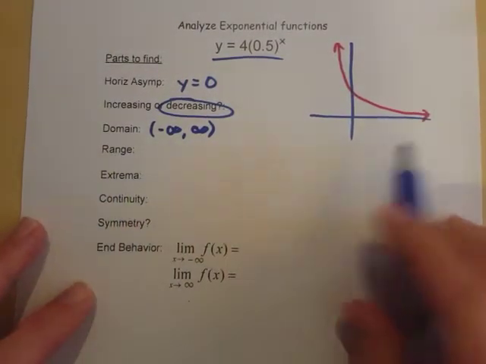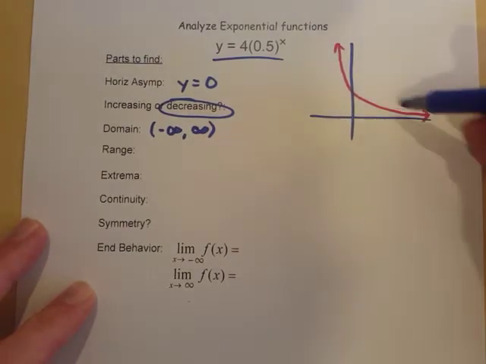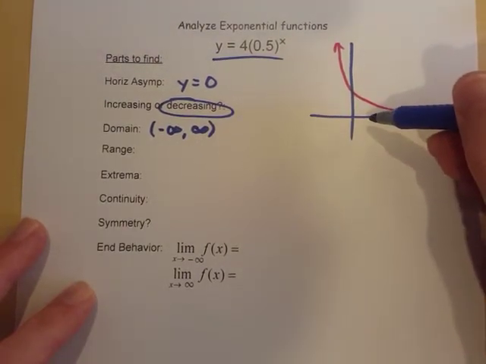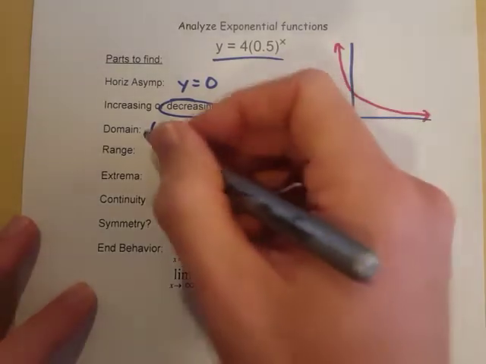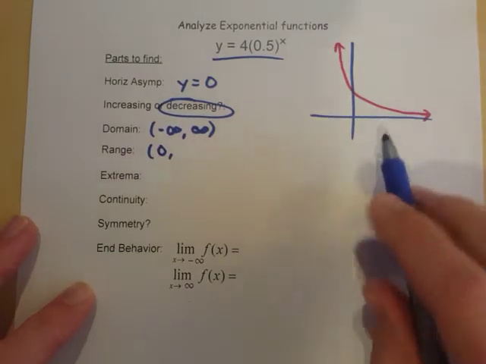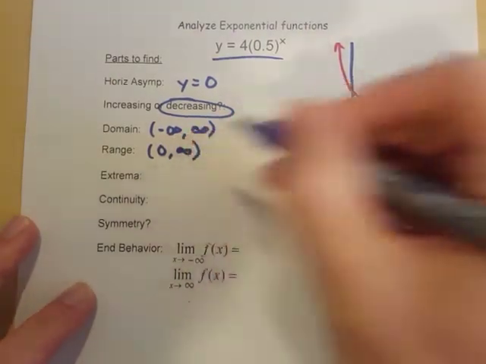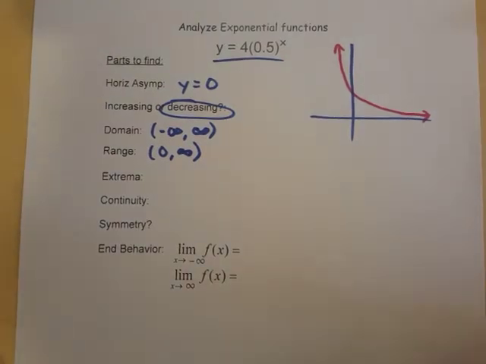For the range, that one is directly related to our horizontal asymptote in this case. It gets really, really close to 0, but never quite reaches. So we're going to go down to the lowest spot as 0, and then the y values are going up from there. We'll go up to positive infinity for the rest of the range.